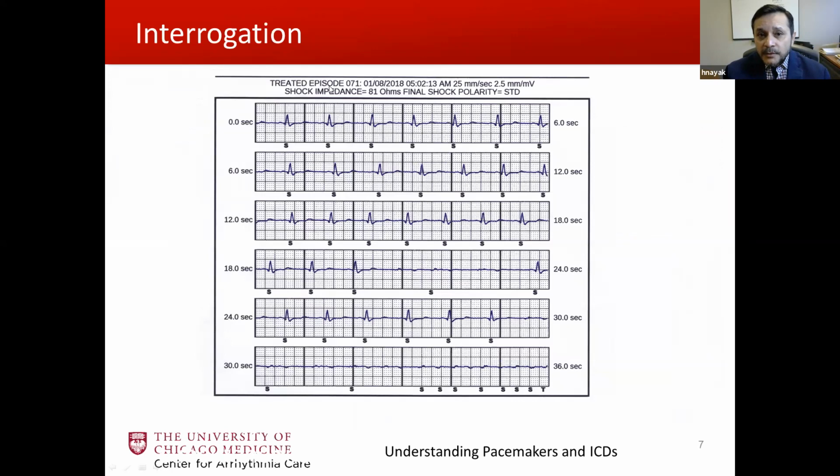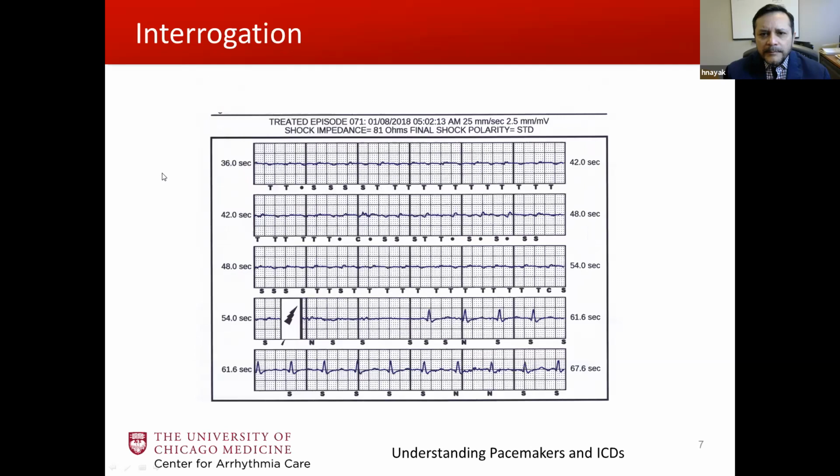So this was the episode. It was a treated episode that occurred. And you can see here, it's sensing, sensing, sensing. And then all of a sudden, something happens here. And I'm going to go forward. Now it's seeing this. T means sensing some abnormality, tachycardia. And this is the shock that's delivered. Good impedance of 81 ohms. And then back here to sensing again.